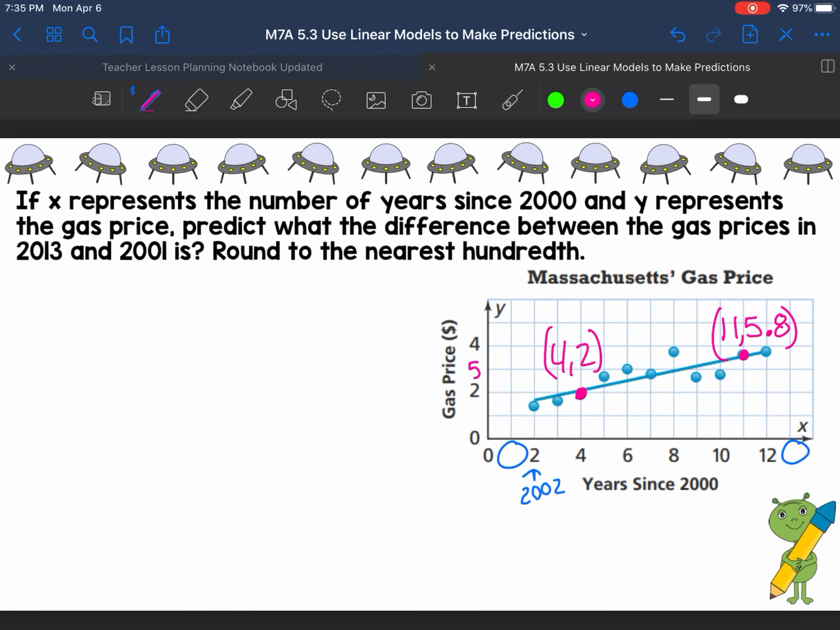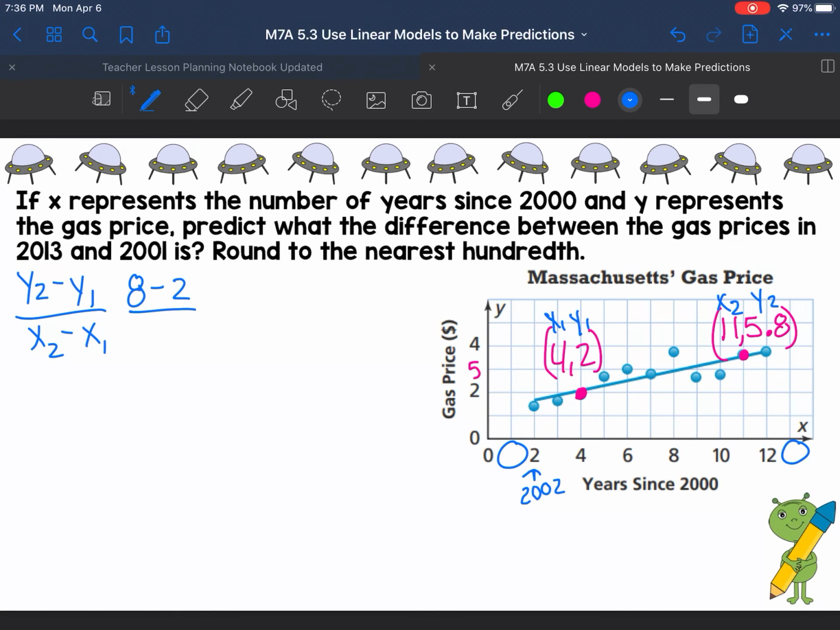So now that we have this, we need to find our slope. So once again, I need to label. I'm going to make this x1, y1, x2, y2, and I'm going to plug them into my formula: y2 minus y1 over x2 minus x1. So I'm going to plug my numbers in.